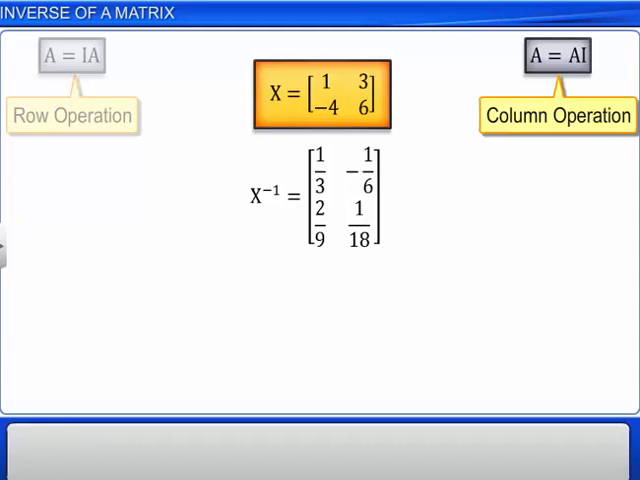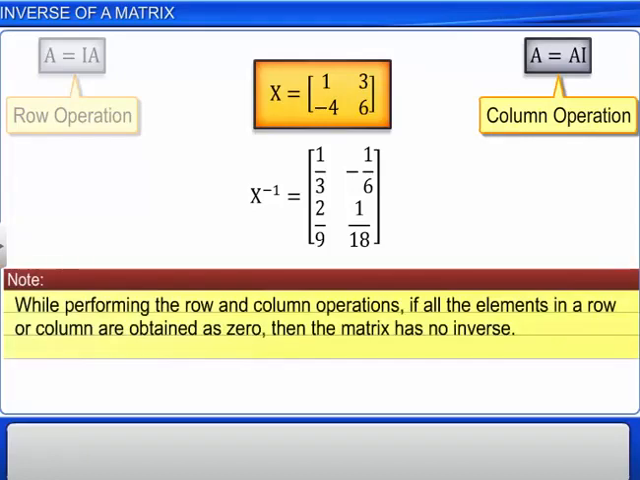Note that, while we perform row and column operations, if all the elements of a row or column are obtained as 0, then the matrix has no inverse.